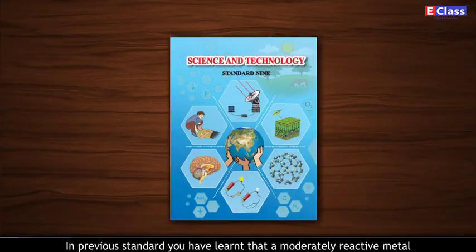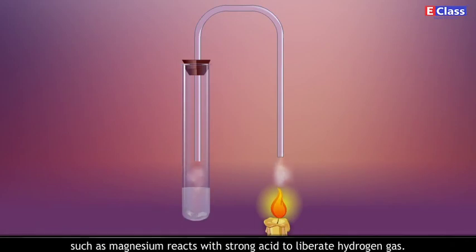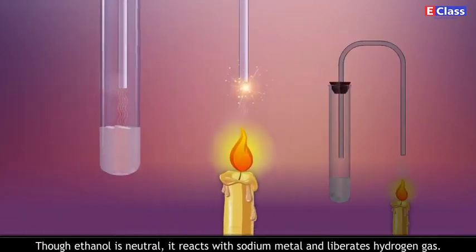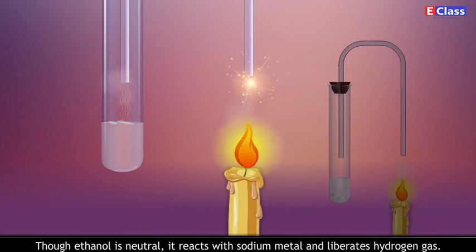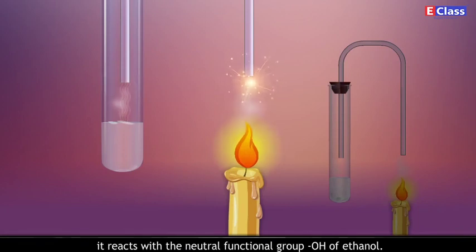In previous standard, you have learned that a moderately reactive metal such as magnesium reacts with strong acid to liberate hydrogen gas. Though ethanol is neutral, it reacts with sodium metal and liberates hydrogen gas. Sodium being a highly reactive metal, it reacts with the neutral functional group OH of ethanol.